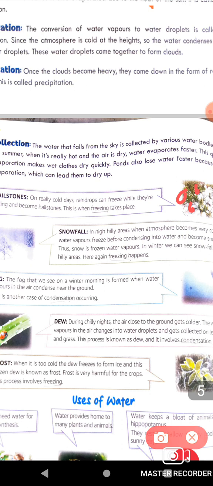In the previous chapter I had explained to you what freezing is. Hope you are all well aware of that. Freezing means when water changes into solid ice, means the liquid state of water changes into solid state, then it is called freezing.